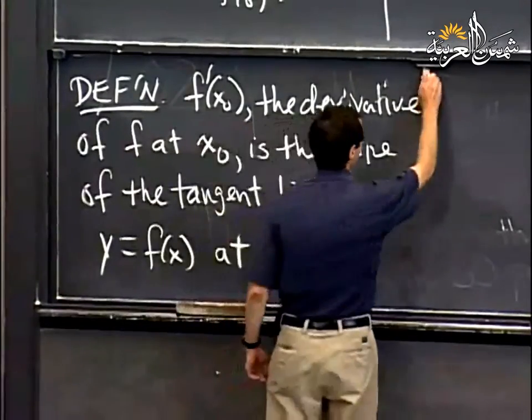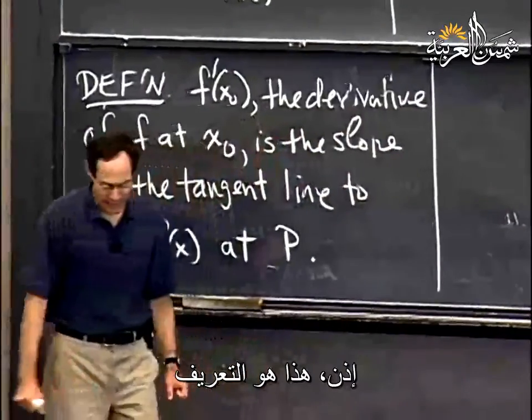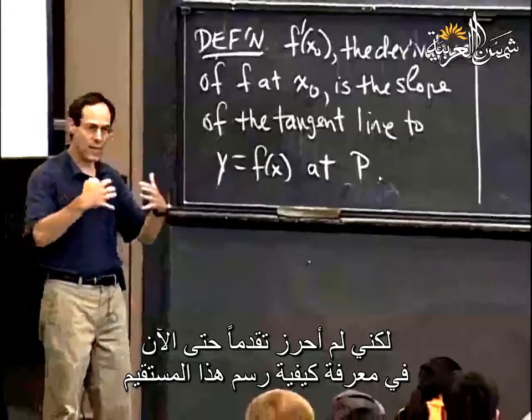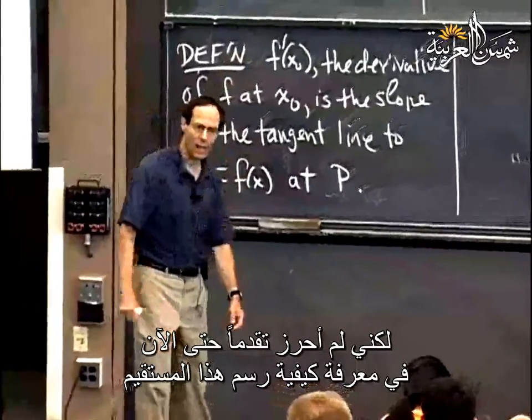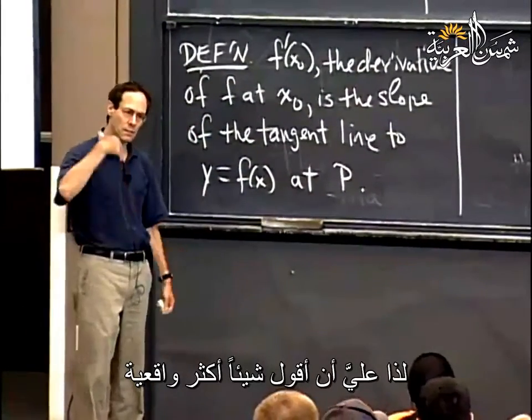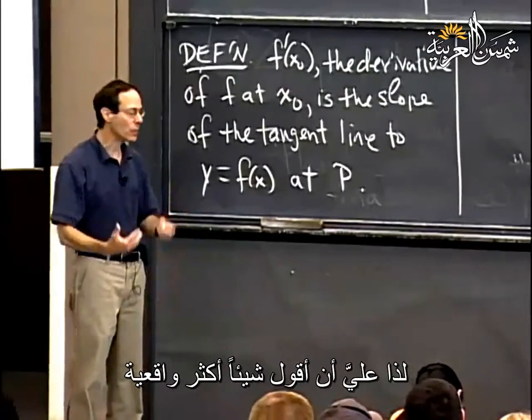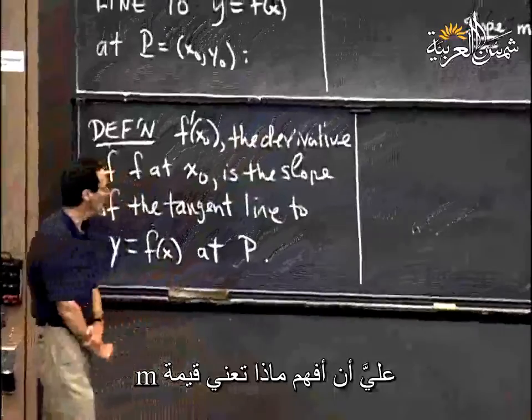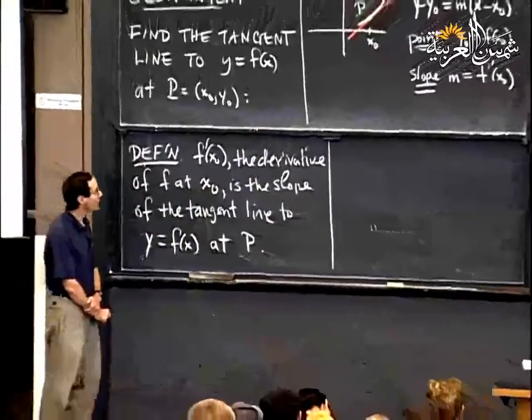So that's what it is, but still I haven't made any progress in figuring out any better how I drew that line. So I have to say something that's more concrete because I want to be able to cook up what these numbers are. I have to figure out what this number m is.